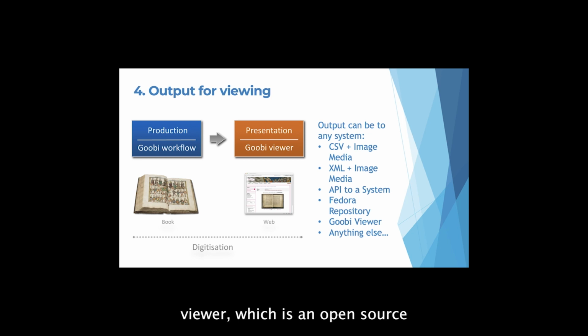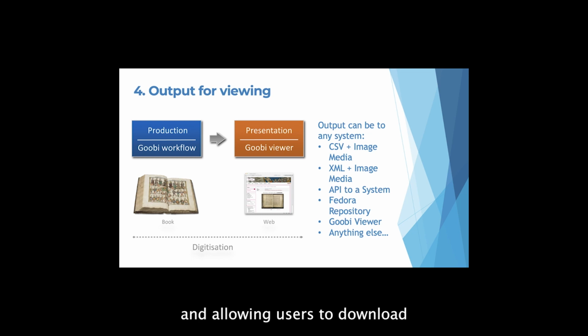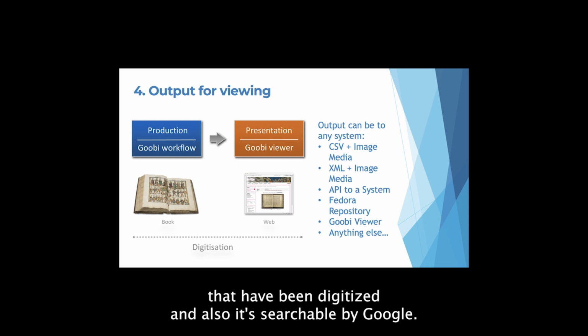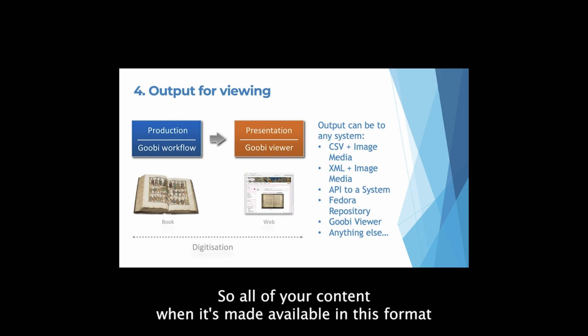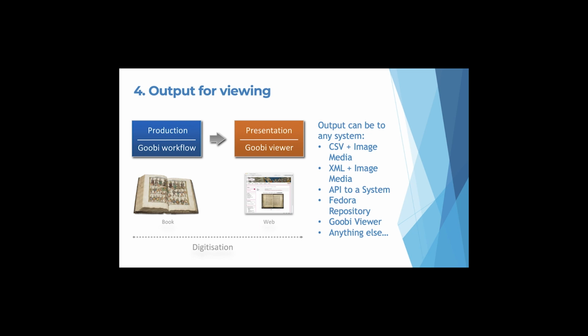But one of the ways that we like to do it more than anything else is to use the GOOBI viewer, which is an open source viewer with a tremendous amount of features, including things like persistent URLs and the IIIF image viewer, and allowing users to download the METS files or MARC records or Dublin Core metadata for the objects that have been digitized. And also it's searchable by Google, so all of your content, when it's made available in this format, is discoverable through that platform as well.